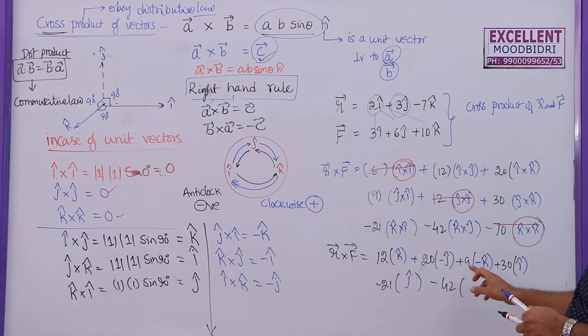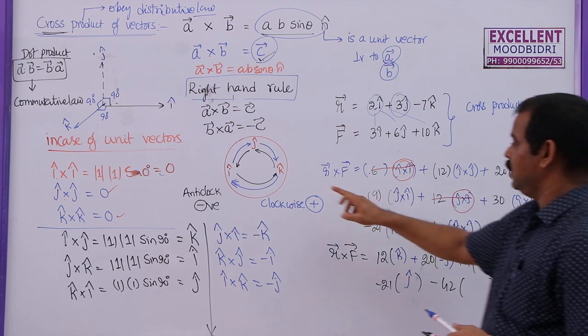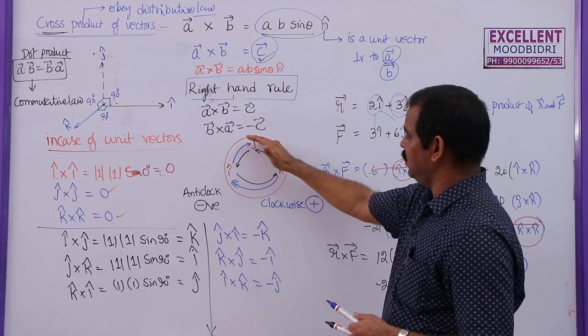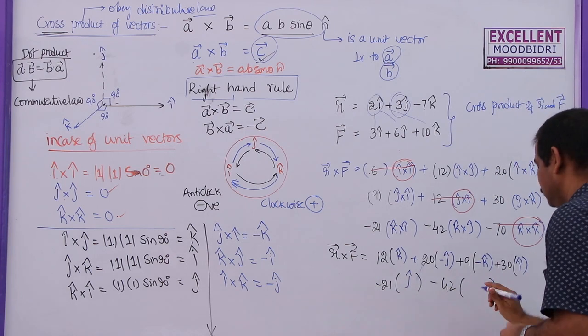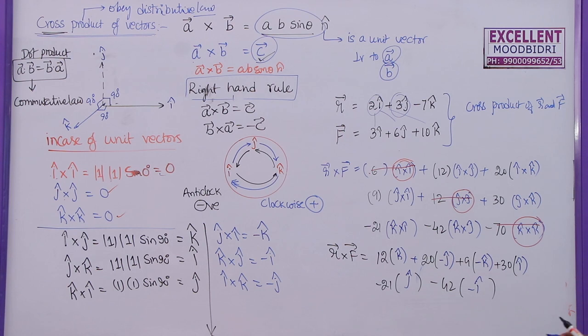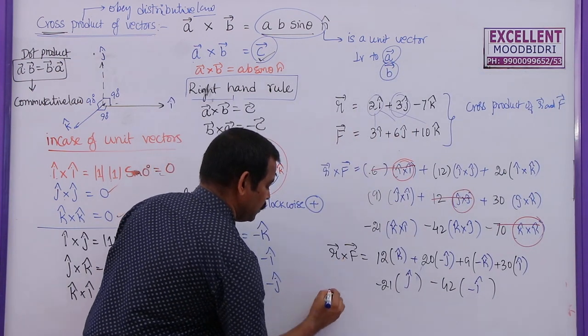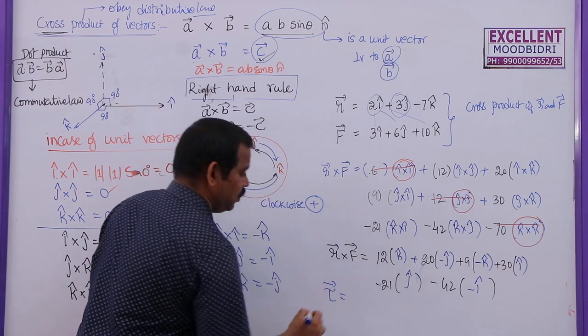And next one will be 42. k cross j, anti-clockwise, minus i. So this will become minus i cap. So this is how you will get r bar cross f bar. Now simplify this one. r bar cross f bar is called a torque vector tau bar.